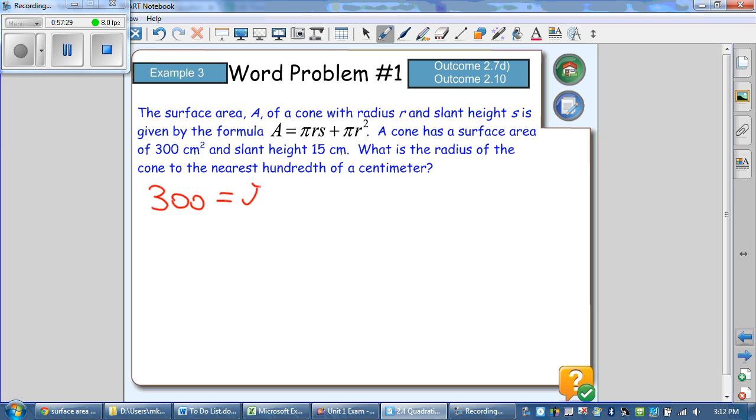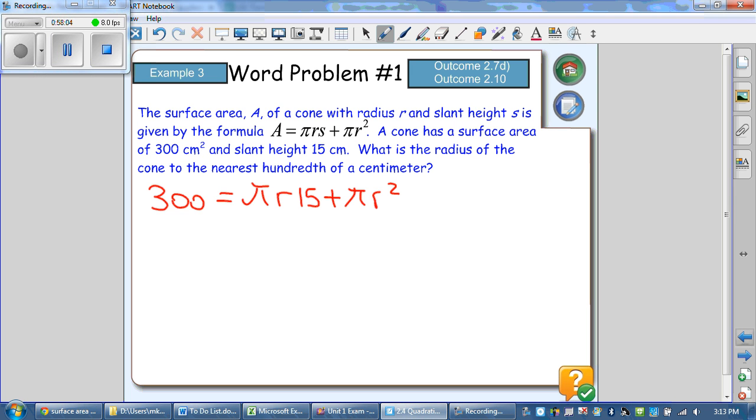If there's two variables, like in physics we can't do it. So there's only one. If you look at this, they gave us an s value of 15. So we're down to one variable of just r. All I did was I took our formula and I filled in the information they gave us. Area equal to 300, and s is equal to 15.